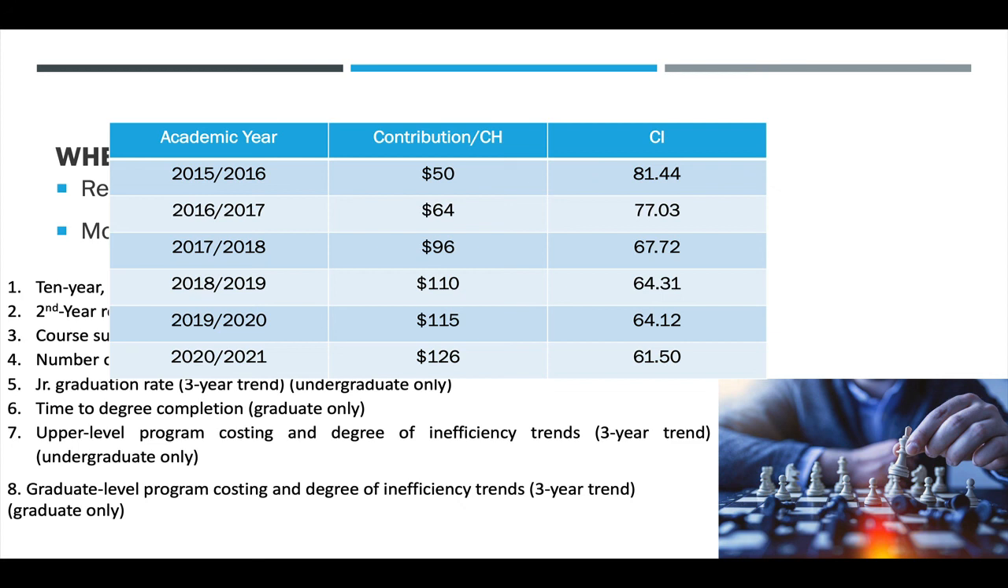But what you see is at that time we really started to implement more robust program reviews that focused on the number of graduates that we were producing, the enrollments, that kind of thing. And what you can see is over the years, as we've done this, as we've consolidated, as we've sunset, as we've revitalized programming, our contribution per credit hour has gone up consistently. We're now at $126 per credit hour. And our cost inefficiency has dropped dramatically. We went from 81% to 61.5% over this time period. And so this really tells us that we are making headway with program review, that the actions that we are taking are making a positive contribution to this institution.